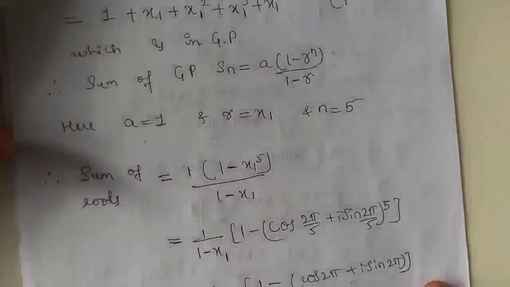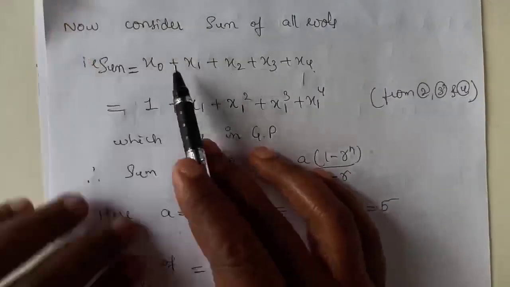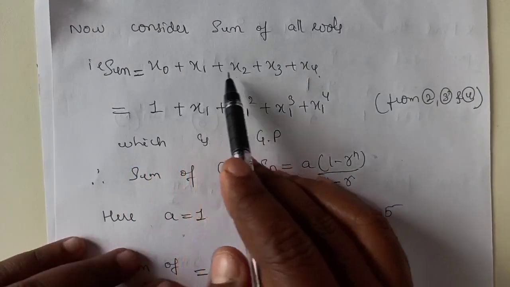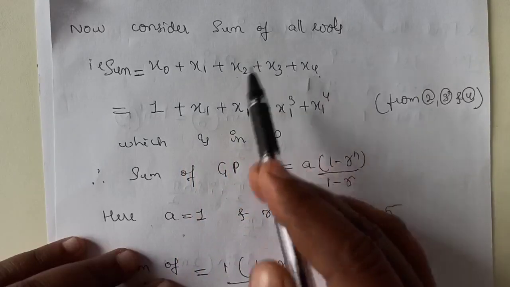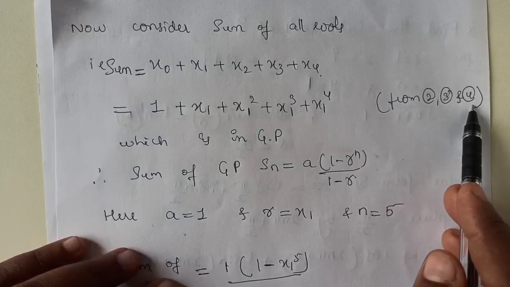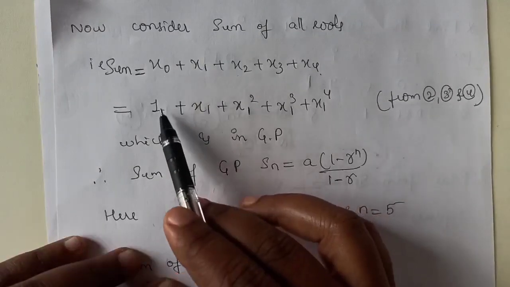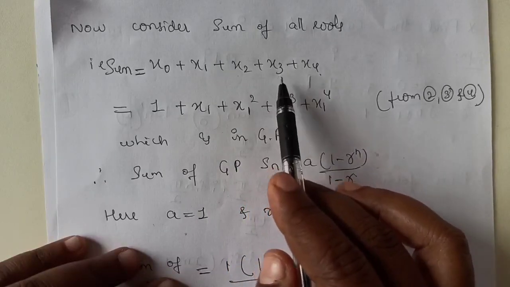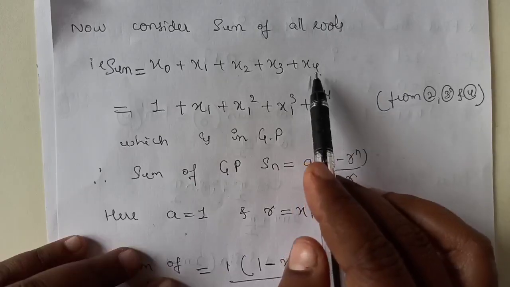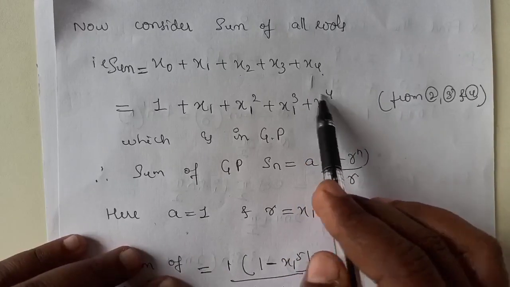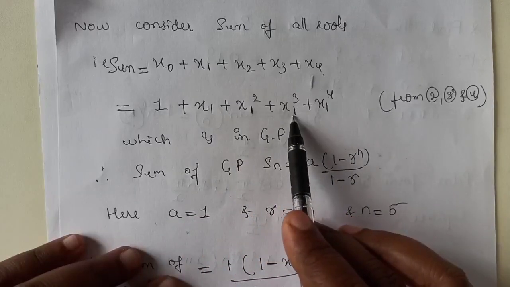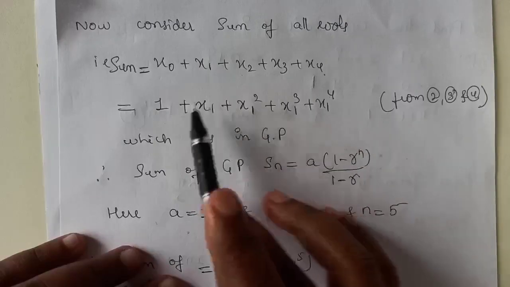Okay, next, to show that the sum of the roots is equal to 0, we consider all the roots. Consider the sum of all roots, that is sum equals x0 plus x1 plus x2 plus x3 plus x4. By equations 2, 3 and 4, x0 is 1 as it is, x1 is as it is, x2 can be replaced by x1 square, x3 by x1 cube, and x4 by x1 power 4. Now it is in GP form, that is 1, x1, x1 square, x1 cube, x1 power 4. Therefore it is in GP.